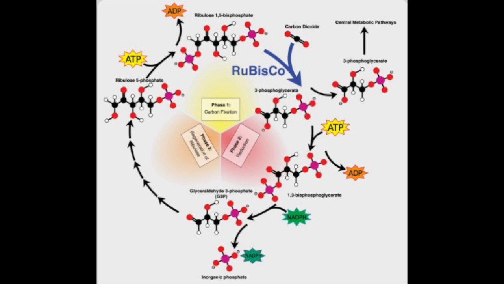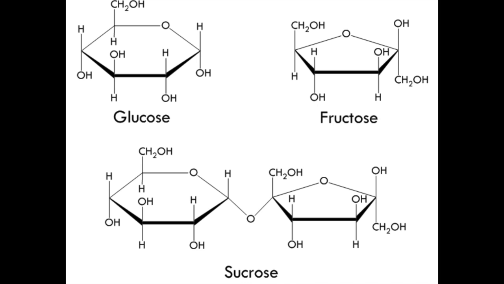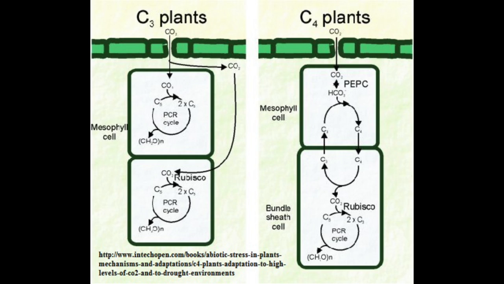Carbon dioxide is combined with a 5-carbon sugar to form a 6-carbon sugar. The 6-carbon sugar is broken into 2 sugar molecules, glucose and fructose, which can be used to make sucrose. When the stomata are closed, the plants may start photorespiration. Plants called C4 plants maintain high levels of carbon dioxide inside cells to make glucose to help avoid photorespiration.